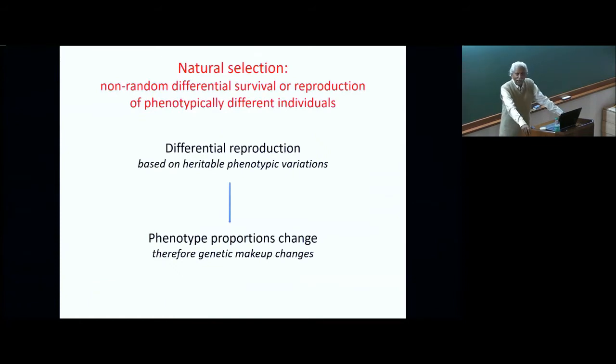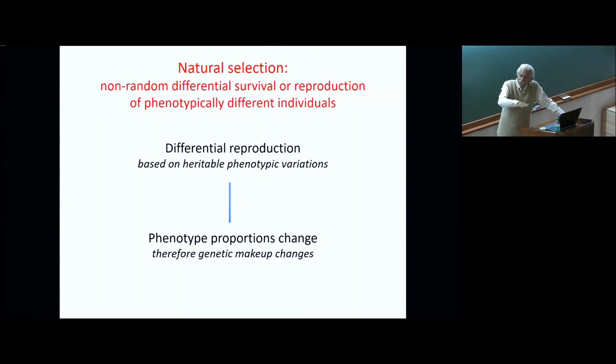Now, natural selection, this theory presented by Darwin and Wallace, essentially rests on the non-random differential survival or reproduction of individuals that differ from each other. The word phenotype simply refers to all these characteristics of individuals that you can spot. So the differences of interest to you are phenotypic differences. This differential reproduction is said to be based on heritable differences. In other words, on differences that can be passed from parents to offspring.